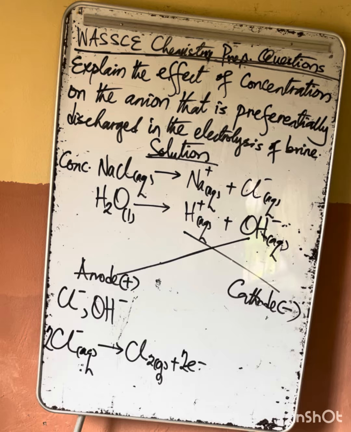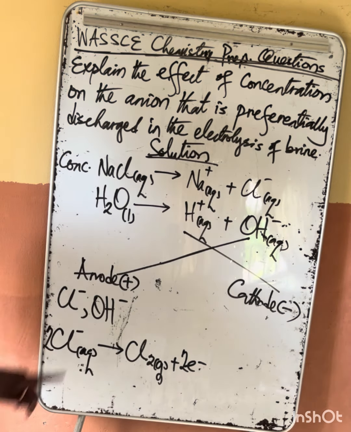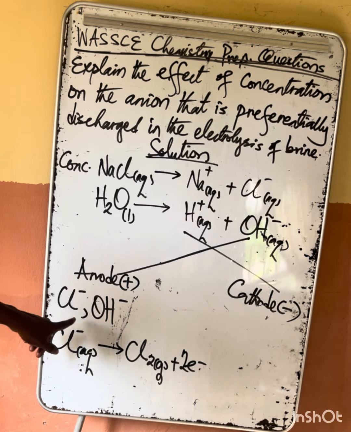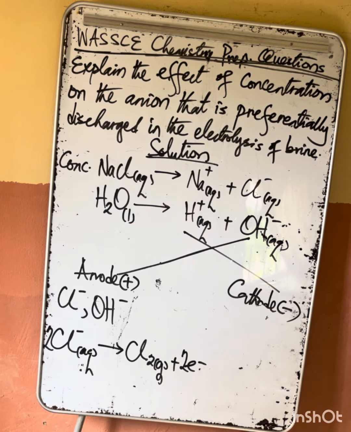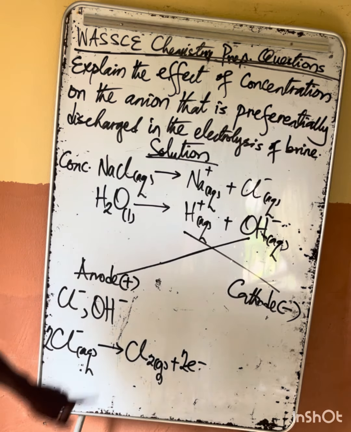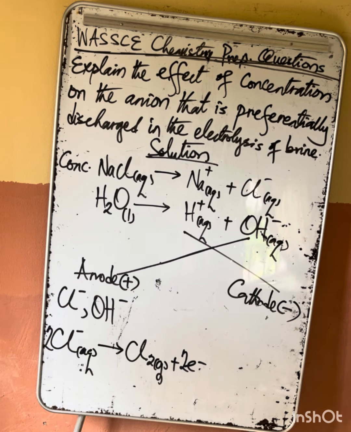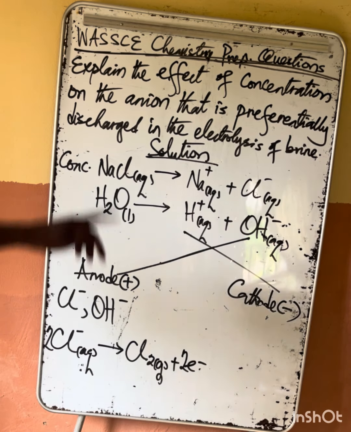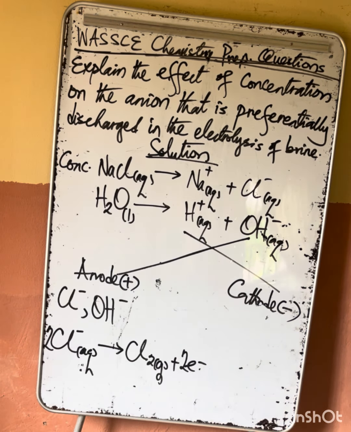Okay. So simply put, on your explanation, chloride ion is discharged in preference to hydroxide ion because the relative positions of chloride ion and hydroxide are close. So for that reason, chloride, being the concentrated ion, is discharged. It is this simple.